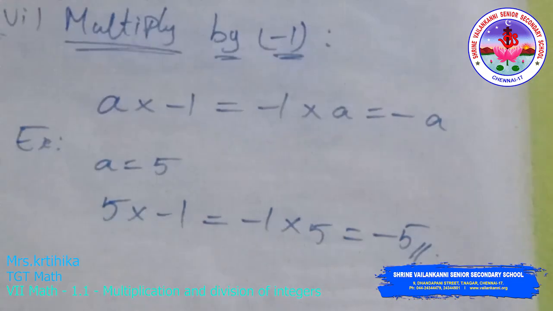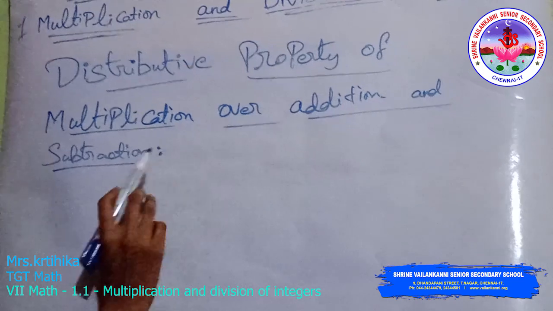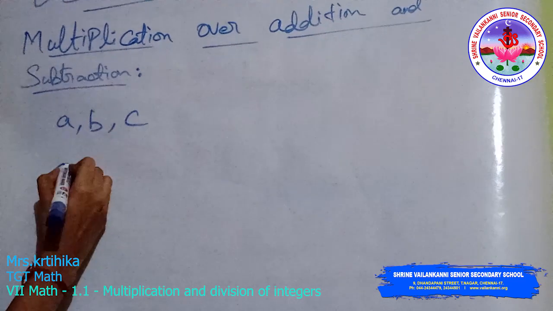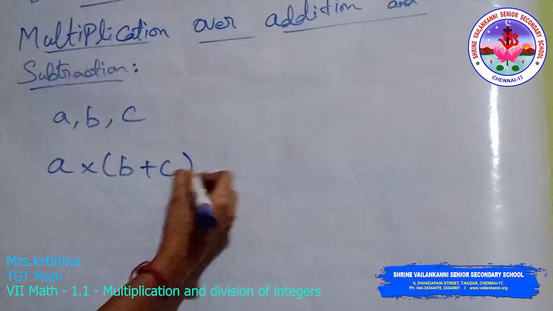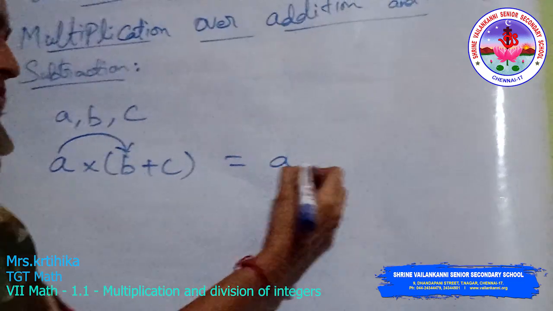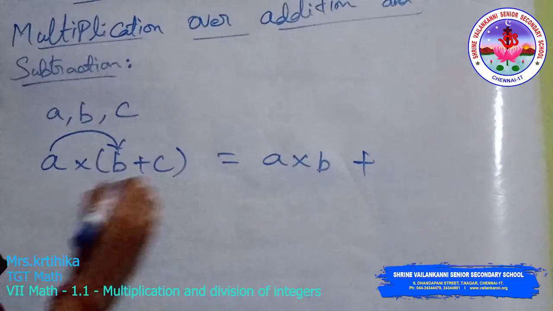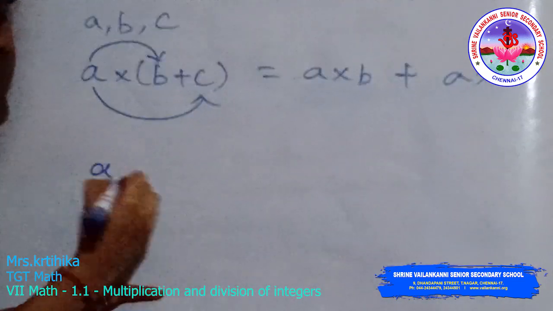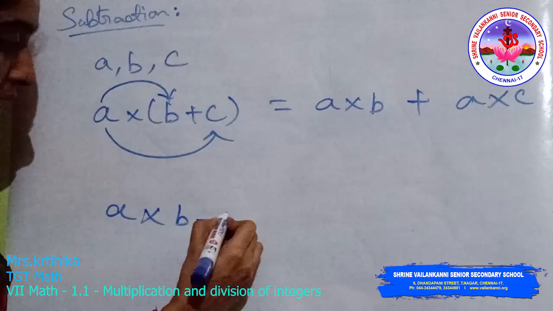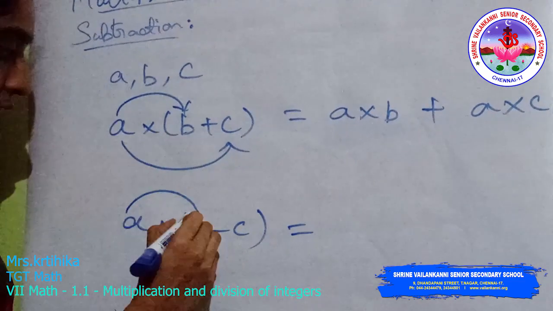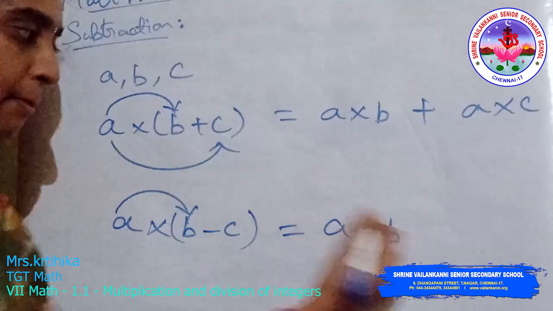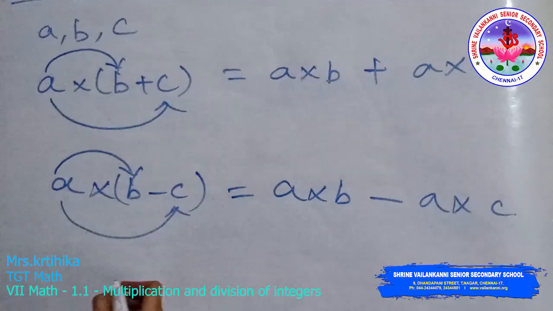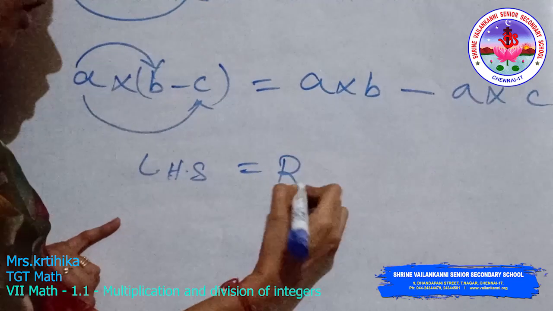Last property is distributive property of multiplication over addition and subtraction. If a, b, c, then a into (b plus c) is equal to a into b plus a into c. Same method for subtraction. a into (b minus c) is equal to a into b minus a into c. We will conclude LHS is equal to RHS.